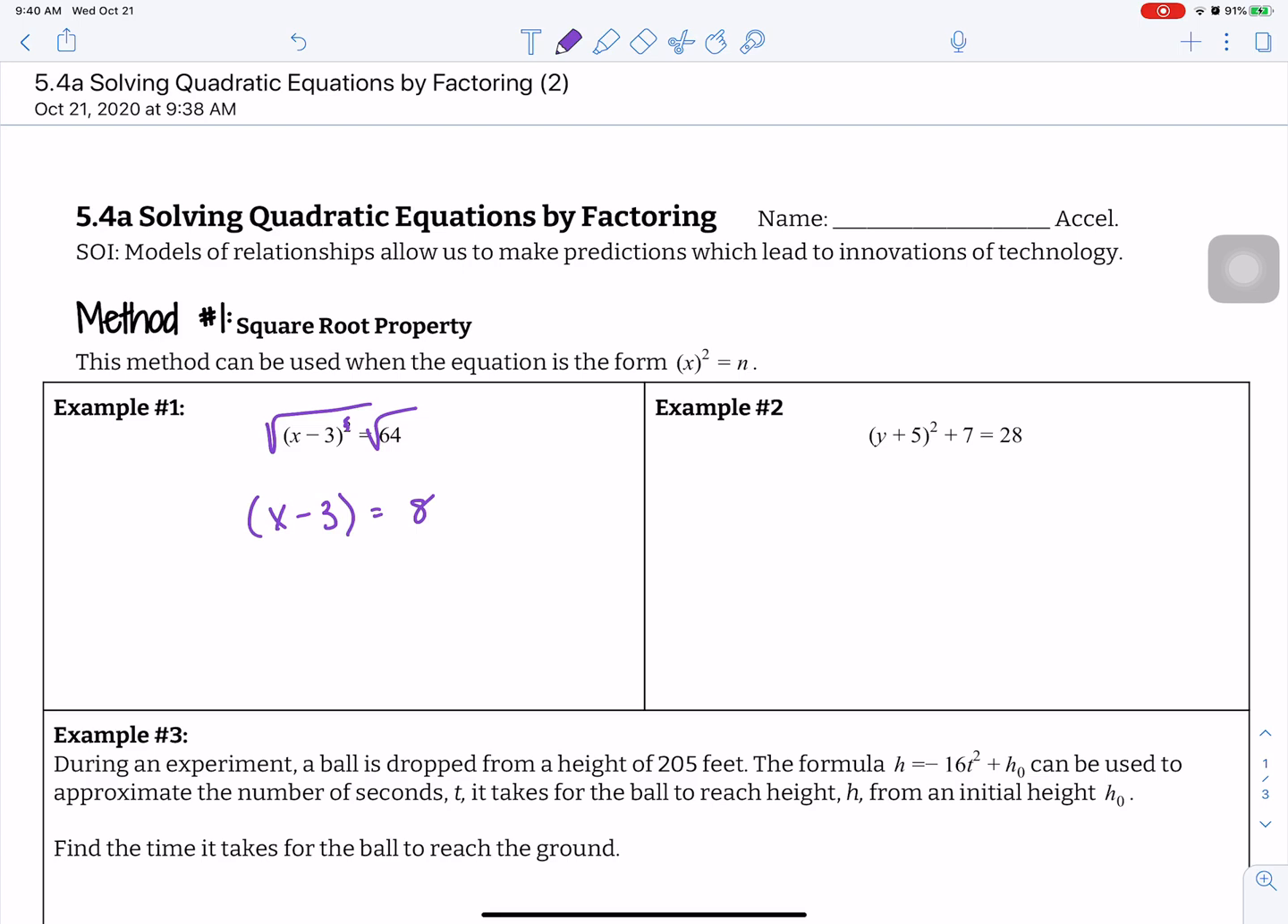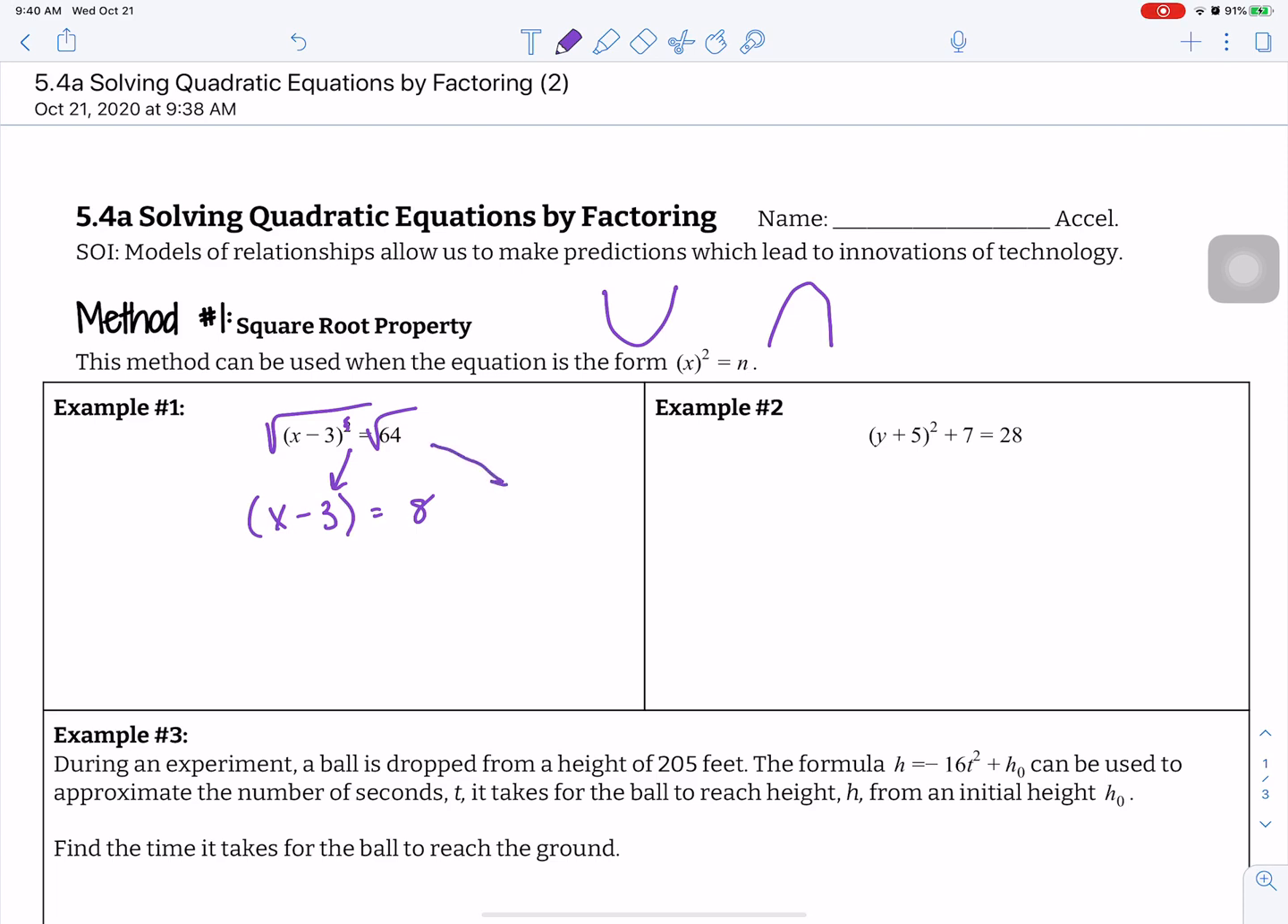Here's a trick to this. This is a quadratic equation. Remember, the quadratic equations have these u's or an upside down u. So we could actually have two different answers. And so we don't know when that 8 is squared, was it a positive 8 or was it a negative 8? Because 8 times 8 equals 64, but negative 8 times negative 8 also equals 64.